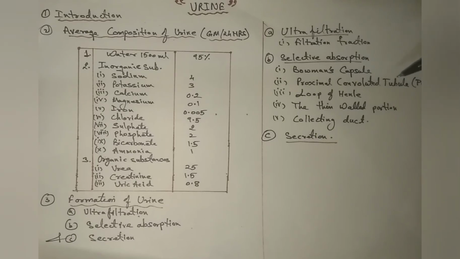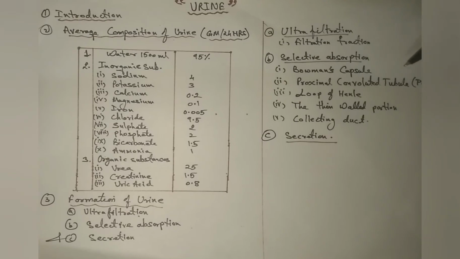It is accomplished in the following steps. First, Bowman's capsule. Second, proximal convoluted tubule, loop of Henle, the thin wall portions, and collecting duct. To begin with, Bowman's capsule: since the chemical composition of glomerular filtrate is almost the same as that of blood plasma, the glomerular filtrate is almost isotonic to the blood plasma.